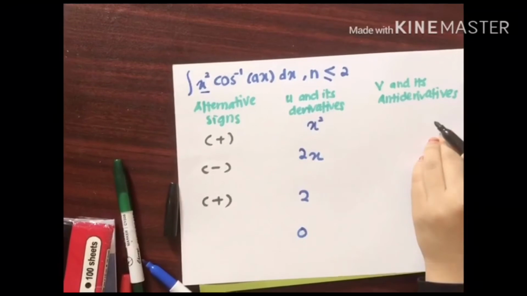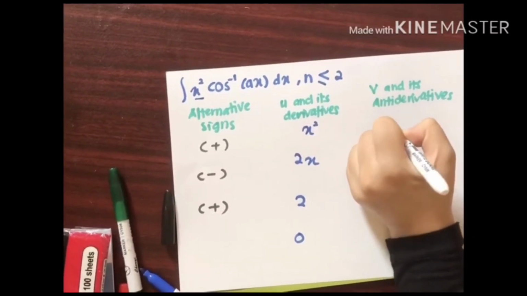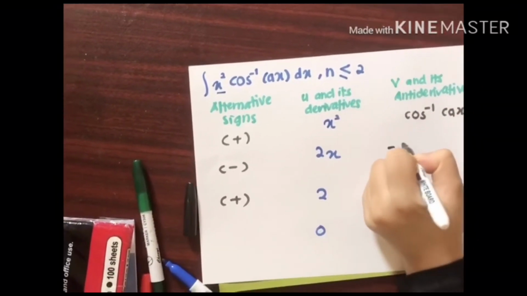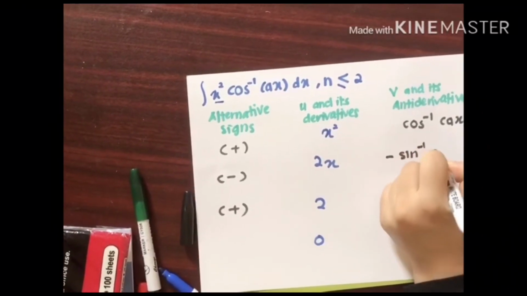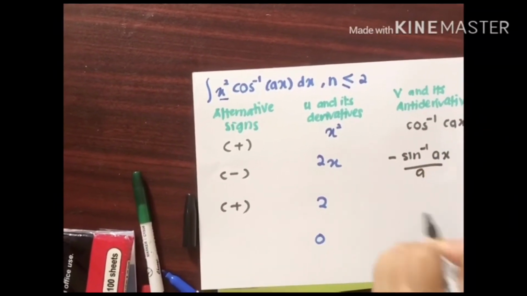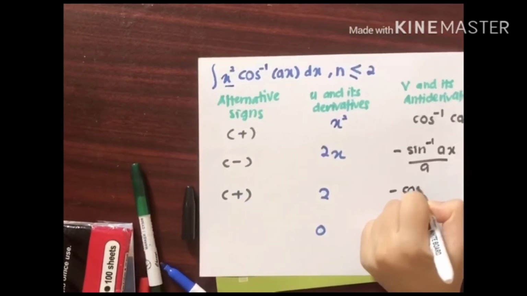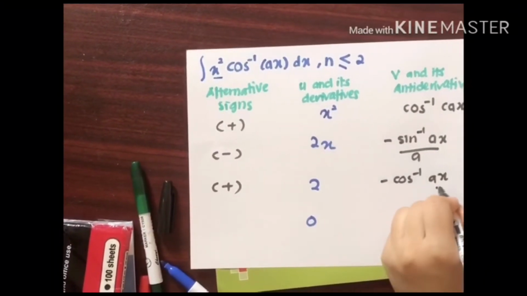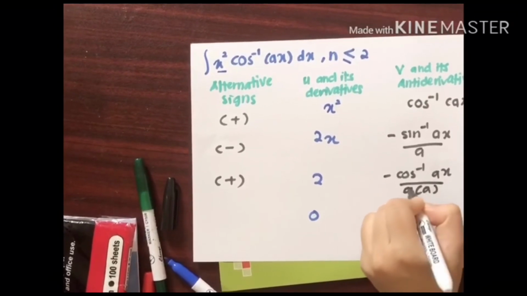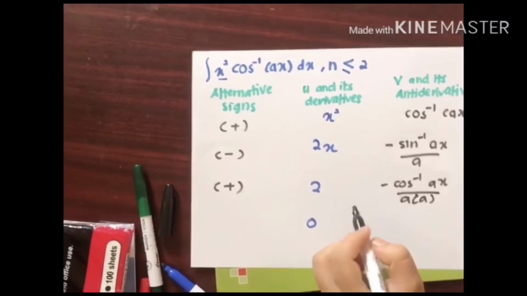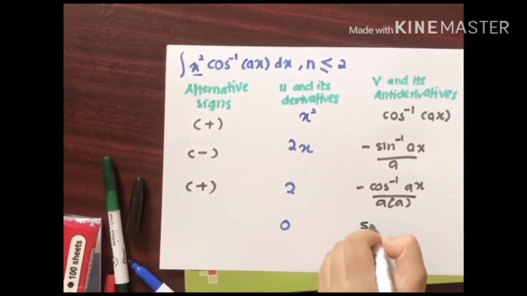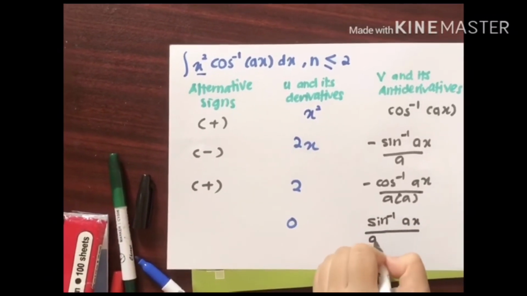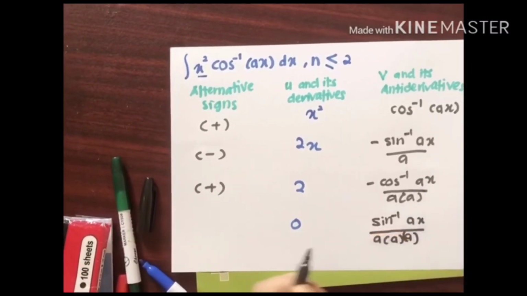Then cos ax, this here will be negative sine 1ax over a, then cos negative 1ax over a multiplied by a, and plus sin ax over a multiplied by a multiplied by a.